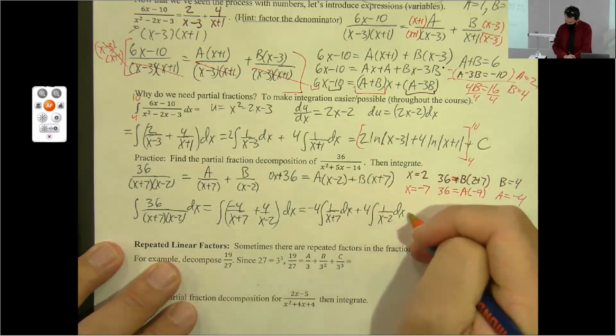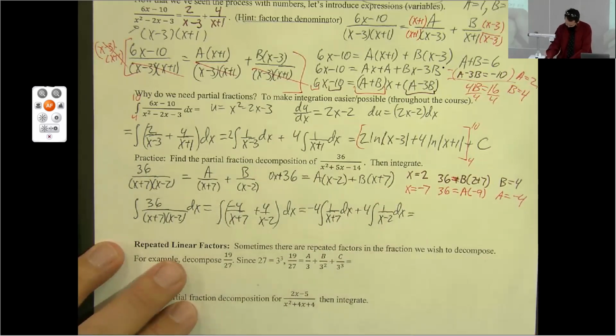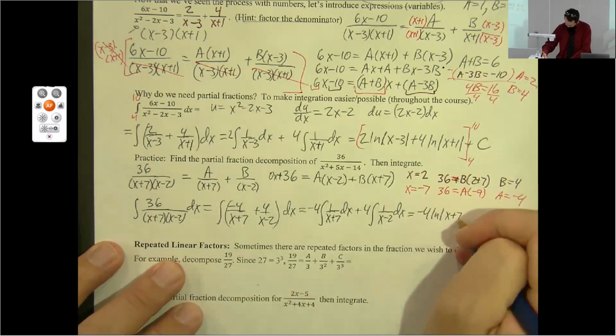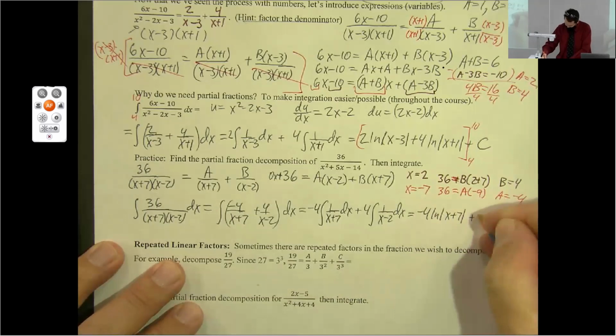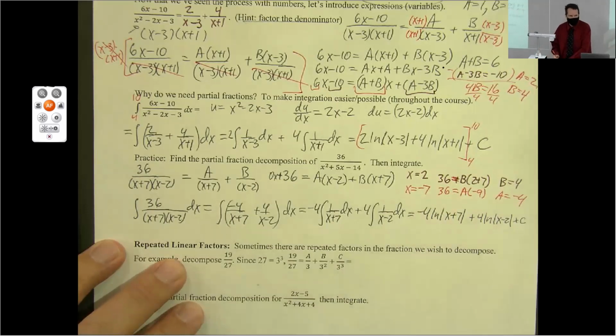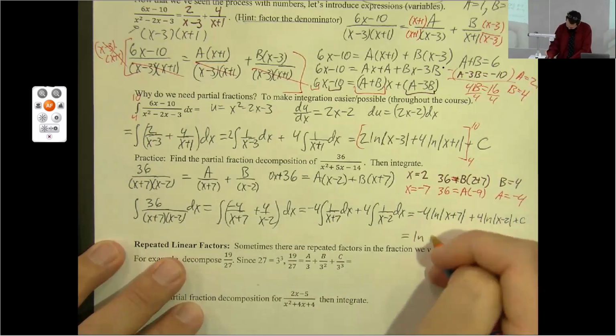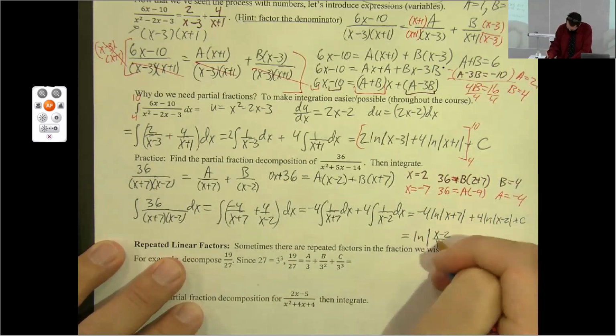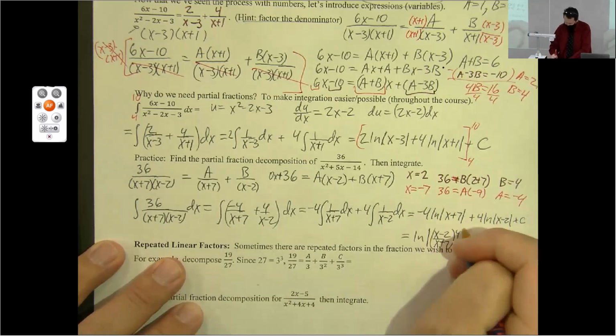Which is going to give us -4 ln absolute value of x plus 7, plus 4 ln absolute value of x minus 2, plus c, because it was an indefinite integral. Now, occasionally you'll see a different form in the back of the book. Is this the same as natural log of absolute value of x minus 2 over x plus 7, all to the 4th power, plus c?